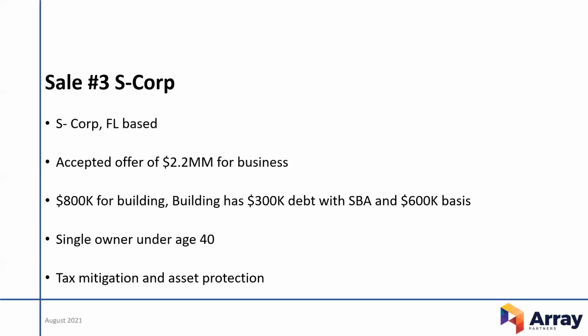Okay. John, at this point it's time for keyword number 3, and the word is family. This is a family affair. Okay. So sale number 3 is kind of interesting in that it involved the sale of an S Corp. Before we got involved, they had already accepted an offer of $2 million for the business and $800,000 for the building. So our role was to basically provide tax mitigation advice.